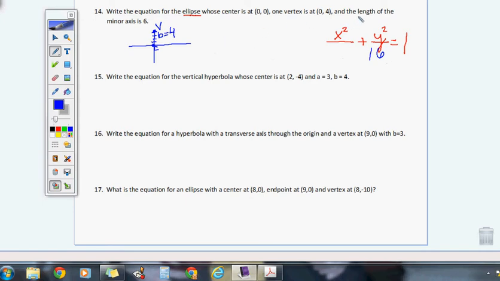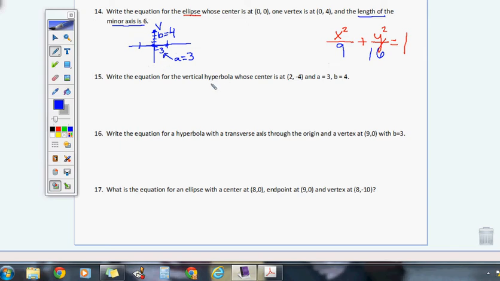All right, and then be careful here. The length of the minor axis is 6. That means the entire distance from here to here is 6, which means the a value is just 3, because it's half of that total axis length. So that means we put a 9 in there. A distractor on a multiple choice would definitely be a 36 there, because you're taking the 6 and squaring it. But really do half of that and then square it.